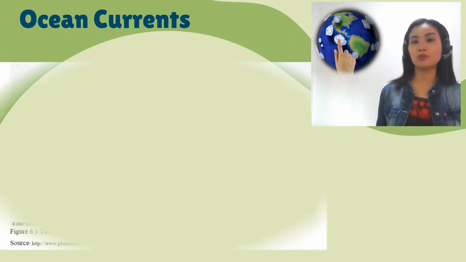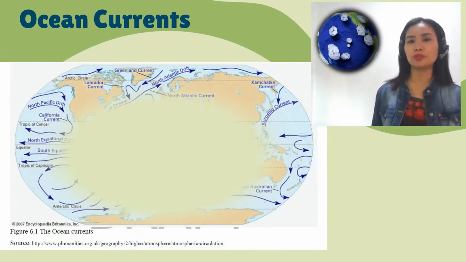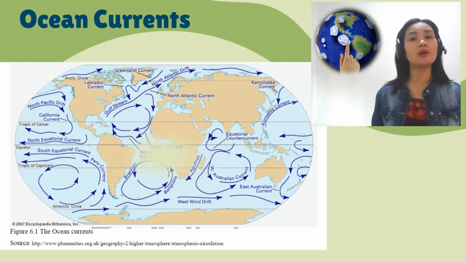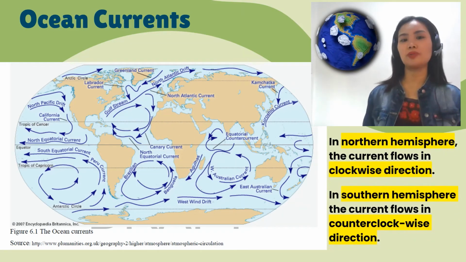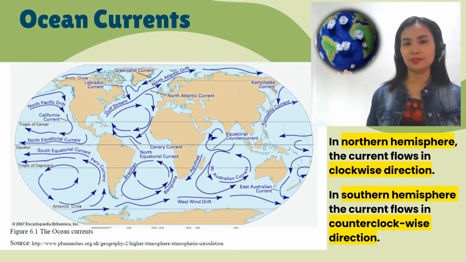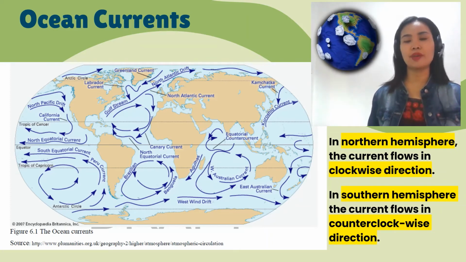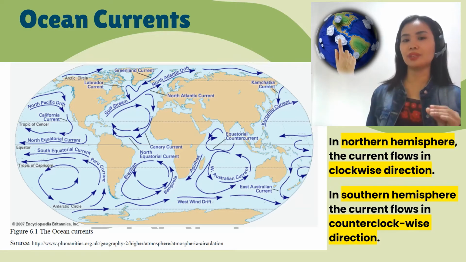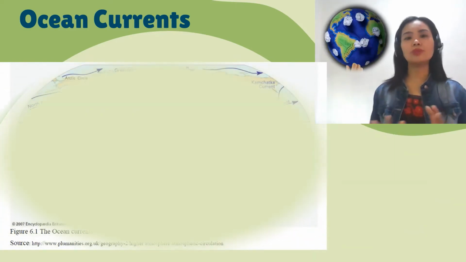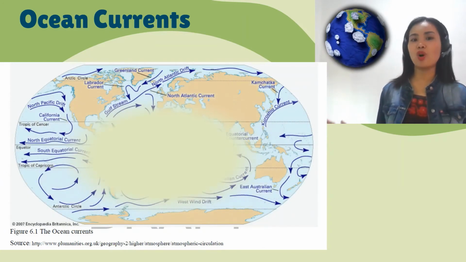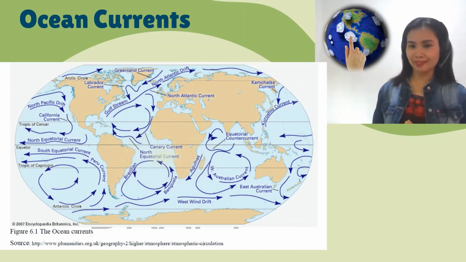Figure 6.1 shows different loops or gyres of surface currents around the world. In northern hemisphere, the current flows in clockwise direction. In southern hemisphere, the current flows in counterclockwise direction. This clockwise and counterclockwise flow of ocean currents is caused by Coriolis effect.